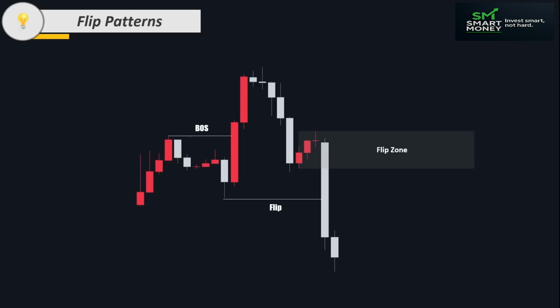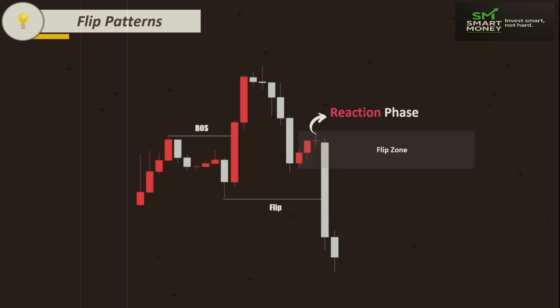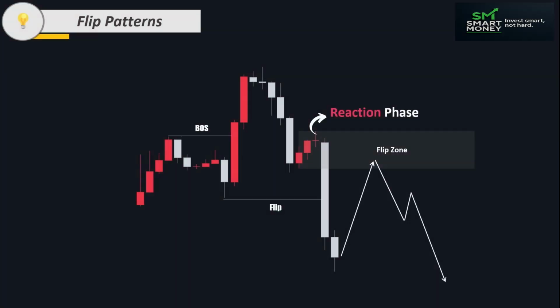This zone breakout tells us supply is back in control, and from this point on, we should be looking for selling opportunities. So the last up-close candle, or the cluster of up-close candles, at the origin of the bearish flip move becomes the flip zone. In simple terms, those bullish candles inside the reaction phase represent a key area where we should look for short opportunities if the price pulls back.